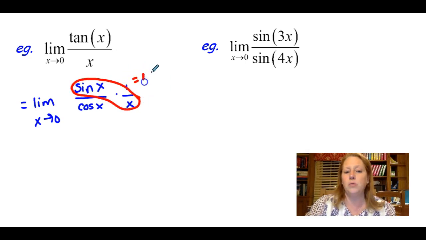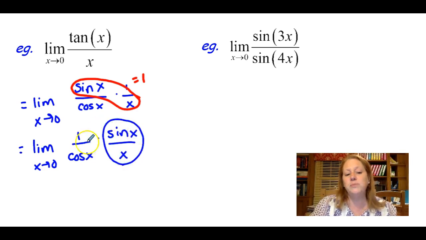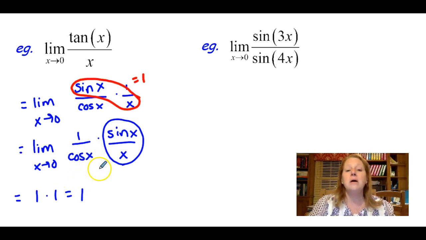I know that that's equal to 1. So if I try plugging in right now, I've got the limit as x approaches 0 of 1 over cosine x times sine x over x. Again, this piece right here we know is 1. So if I just try plugging in 0 into the 1 over cosine x, 1 over cosine of 0 is 1. I get 1 over 1, so that's going to be 1 times 1. This limit is also 1. So I'm just manipulating my limits until I can pull out one of my special trig limits and then evaluate what's left over.